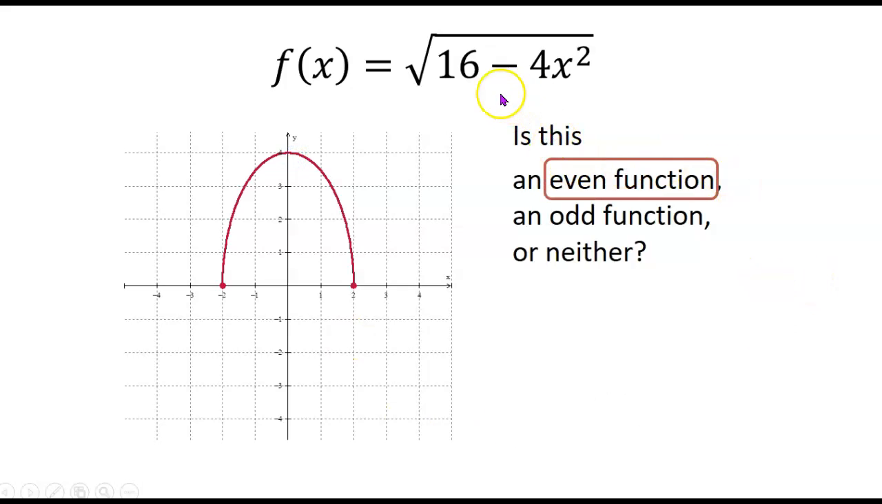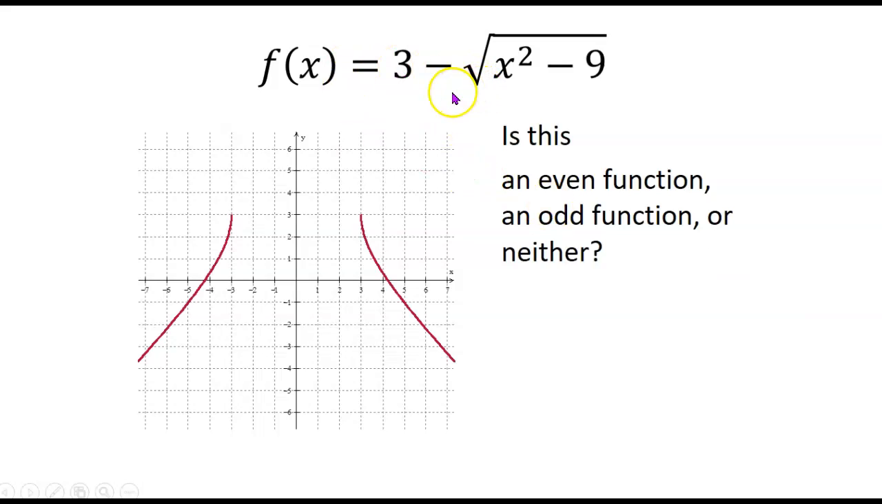Now we could also figure that out from the equation. Notice the only x in the equation is being squared, and that's going to kill off the negativeness. If we plug in a negative for x, if we replace x with negative x, f of negative x would be the square root of 16 minus 4 times negative x squared. But negative x squared, negative x times negative x, is the same as just x squared. So f of negative x is really just the same as f of x.